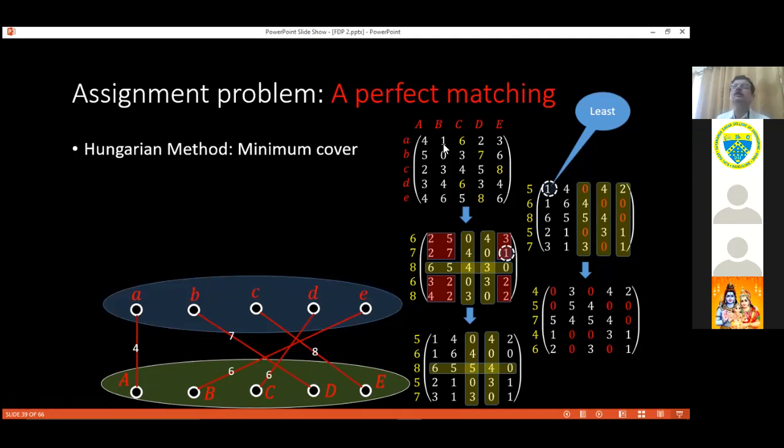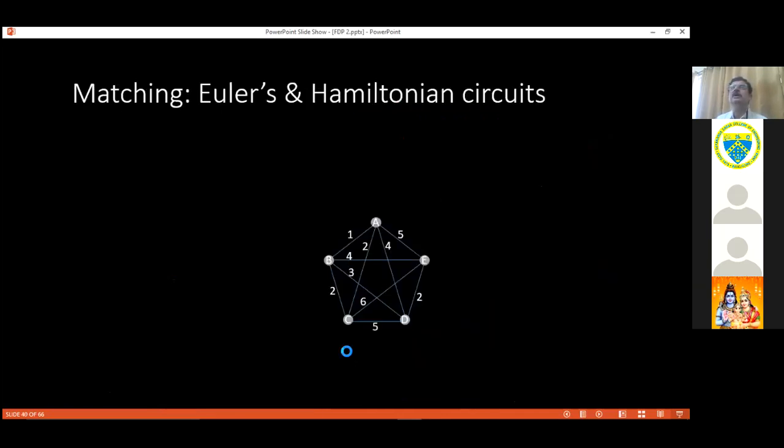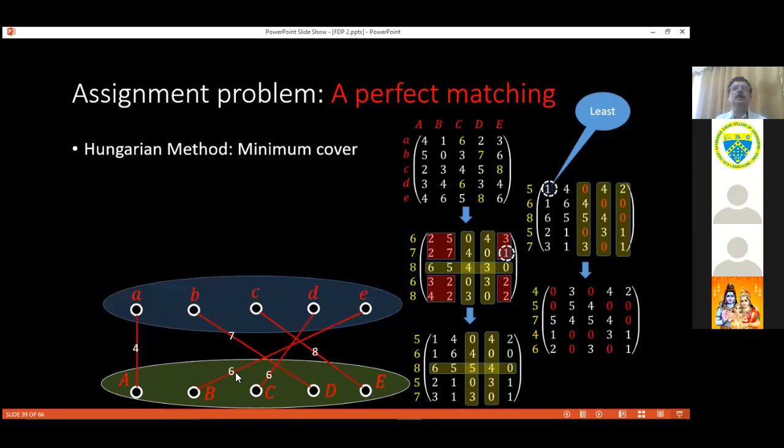Then you go to the starting table, the starting matrix. Small a to capital A: if I assign small a to capital A, I'm getting 4 rupees. B to D, I'm getting a profit of 7 rupees. All that profit you add on the edge. Then add all this: 4 plus 7 plus 6 plus 6 plus 8. That was the maximum profit we are getting, which is 31. If you choose any other matching randomly, definitely you won't get more than that.